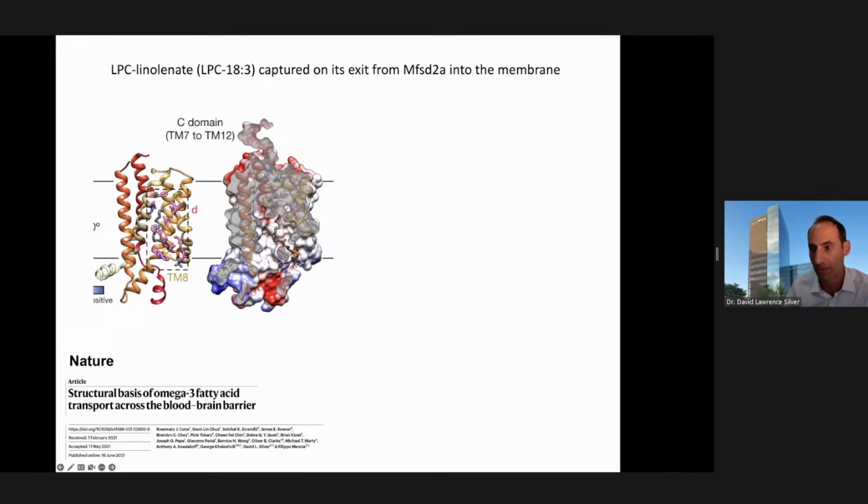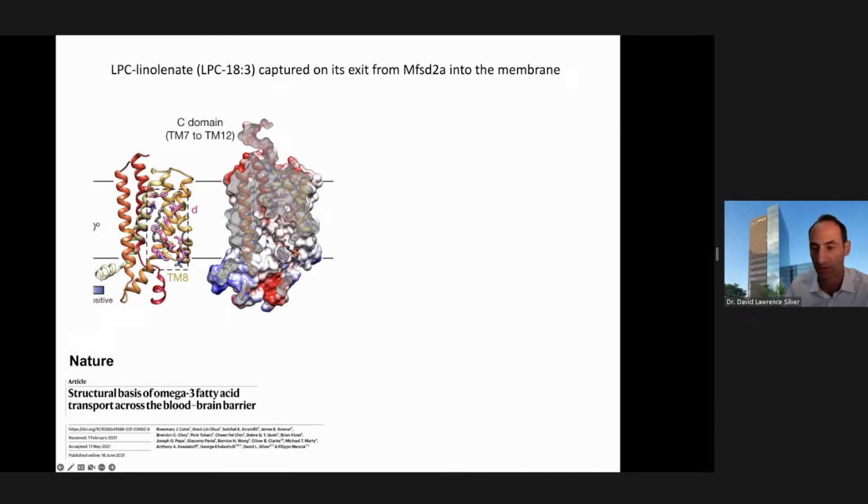We captured the LPC in an inverted position. What I mean by that is you can see the head group here peeking out from the transporter, and this is the long acyl chain of the omega-3 fatty acid, in this case an 18:3 fatty acid. Two points I'd like to make. One is that the transport cleft is extremely large for this protein. So it has a very large accommodation apparently for modifications to this acyl tail, and I'll tell you a little bit more about that in a moment.